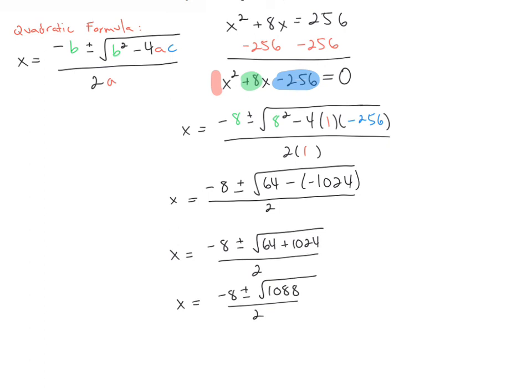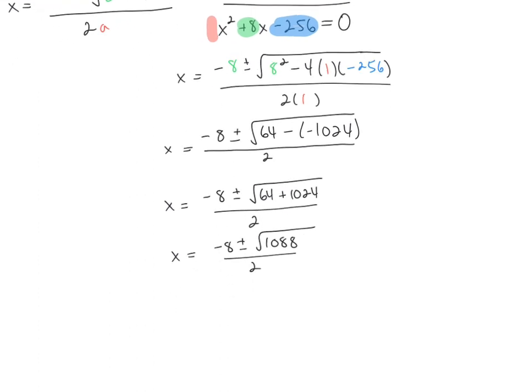All right, from here, what we need to do is simplify our square roots. Again, if you don't remember how to simplify your square roots, I'm going to link the video for that down below. Please take a moment to watch that if you need to review. But I'm going to skip right to the simplifying of the square root of 1088, which is 8 times the square root of 17.